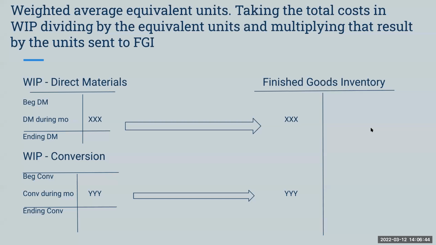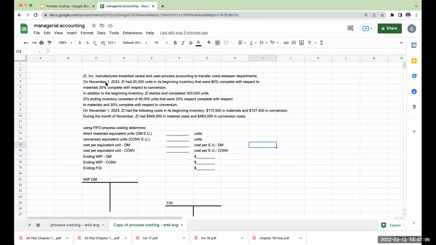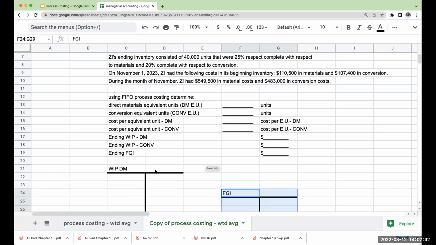So as we're looking at this again, what is our goal here? Our goal is to figure out how much we finished, how much we take out of our materials and conversion and put into finished goods inventory, and then how much we have remaining, which should be our ending inventory. So let's go ahead and take a look at this question. Right over here, and I'll try to make this a little bit bigger.